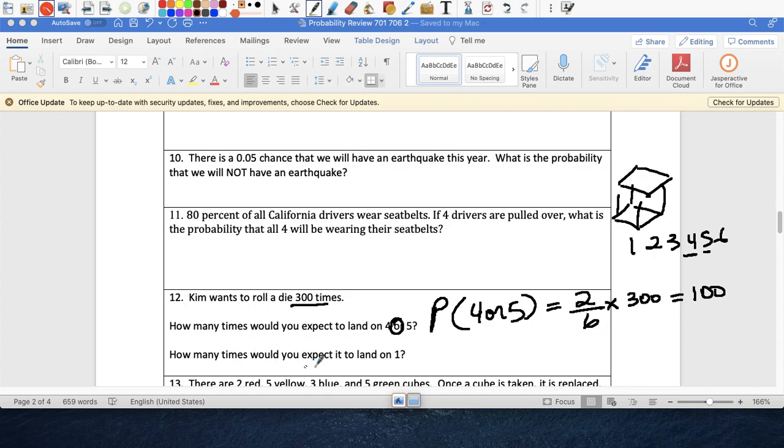Okay. How many times would you expect it to land on number 1? Well, first of all, let's calculate. What's the probability of getting a 1? Well, the probability of getting a 1 is 1 out of 6, right? There's only one number 1. Then take that, multiply by 300. And that would be 50 times.